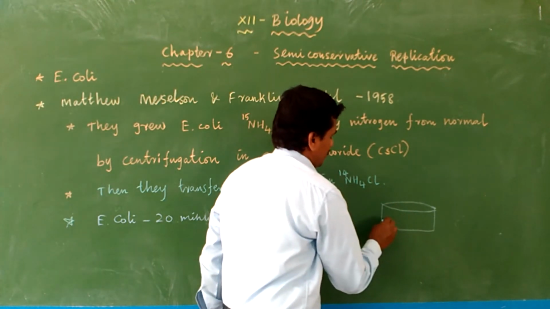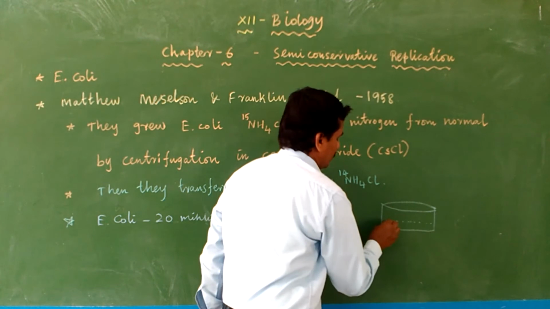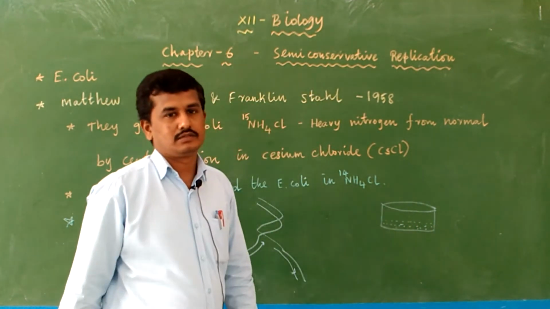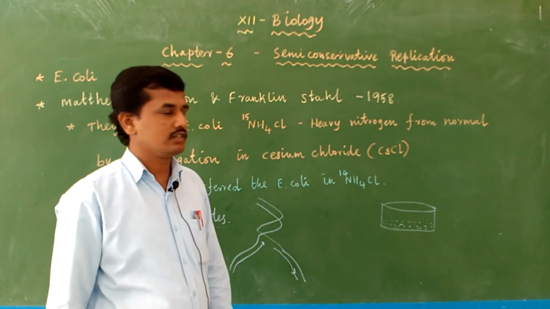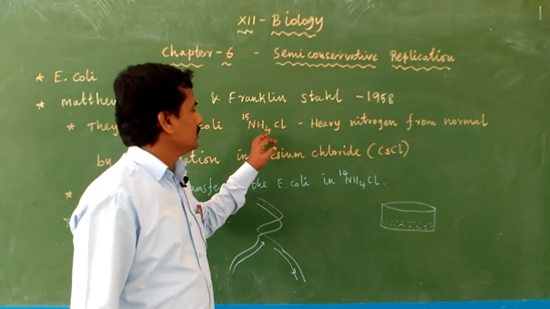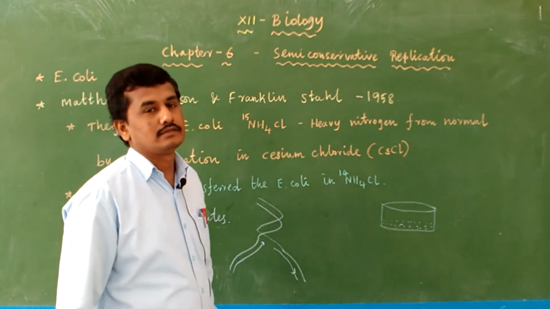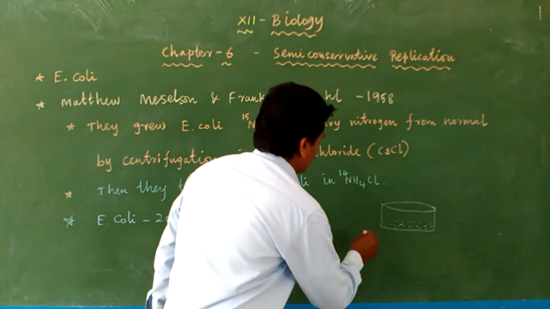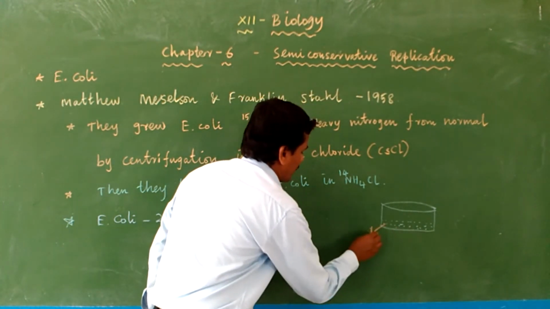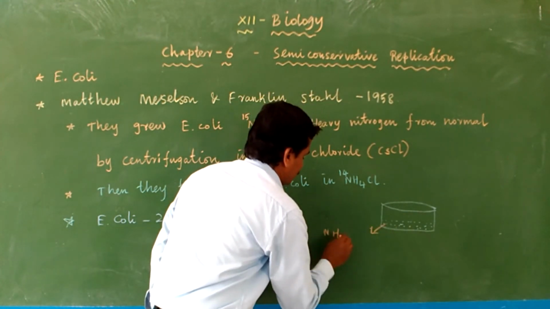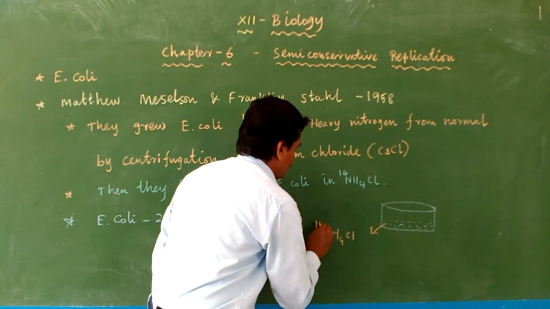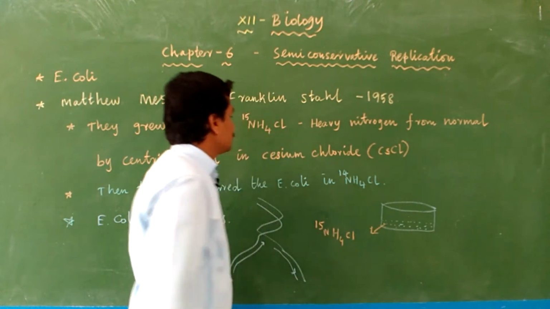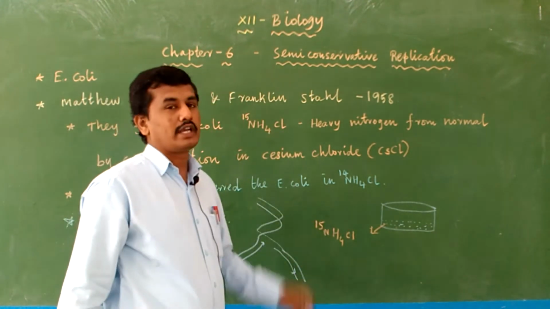In a petri dish, there is a nutrient medium. Nutrient medium means that for the growth of bacterium, it needs some nutrition like sucrose, starch, all those things. In the nutrient medium, they add ammonium chloride, NH4Cl. Here it is 15, not 14: ammonium chloride 15 is added.